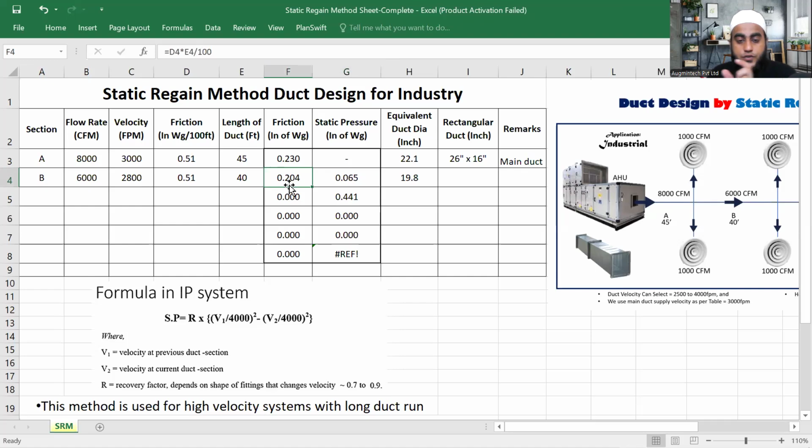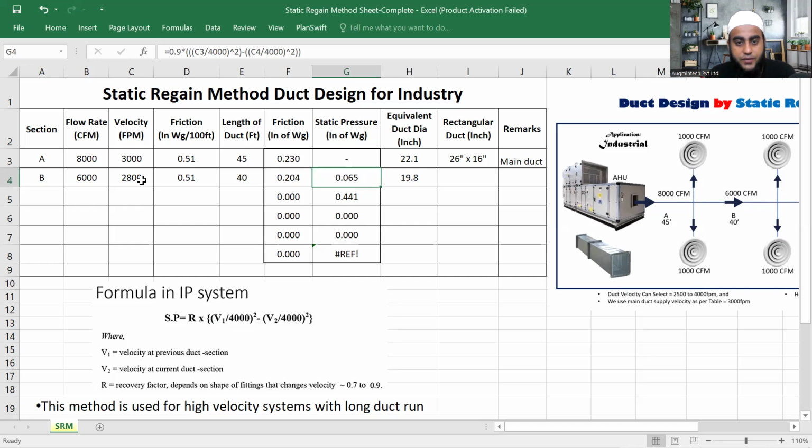Now here you have to check the condition. Your friction loss value should always be less than or equal to static pressure. So in this case, can you tell me, the friction loss value is 0.2, static pressure value is 0.065.